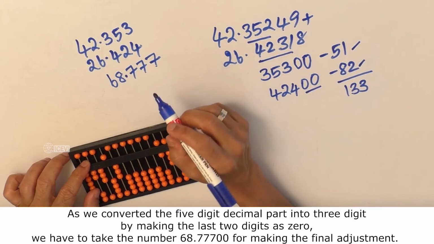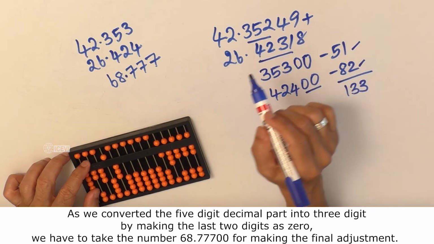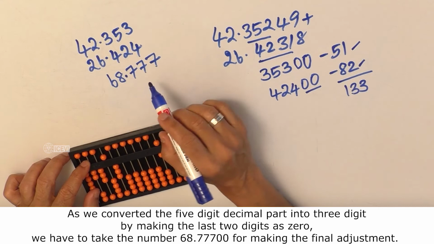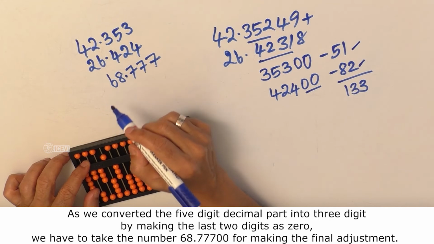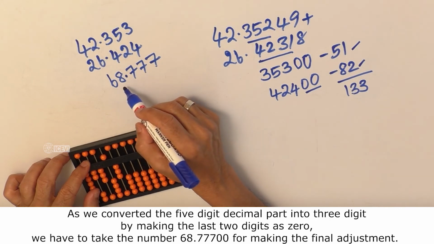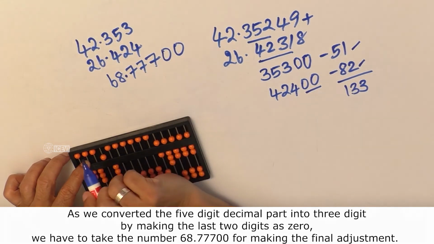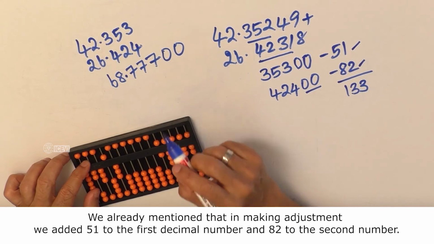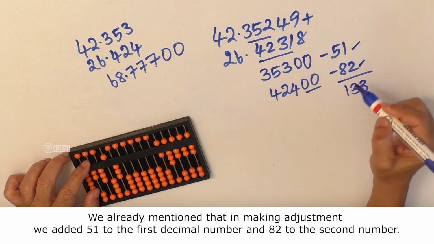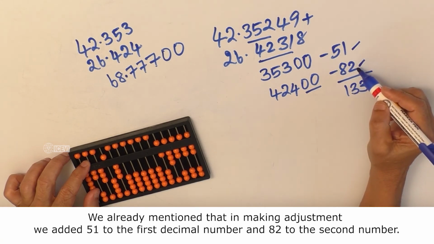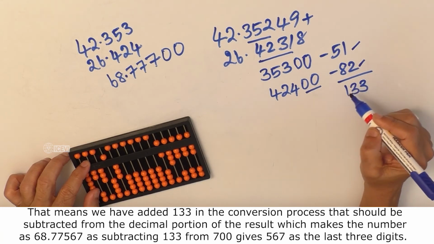68.777. As we have converted the 5-digit decimal part into 3 digits by making the last 2 digits as 0, we have to take the number as 68.77700 for making the final adjustment. We already mentioned that in making adjustment, we added 51 to the first decimal number and 82 to the second decimal number. That means we have added 133 in the conversion process.